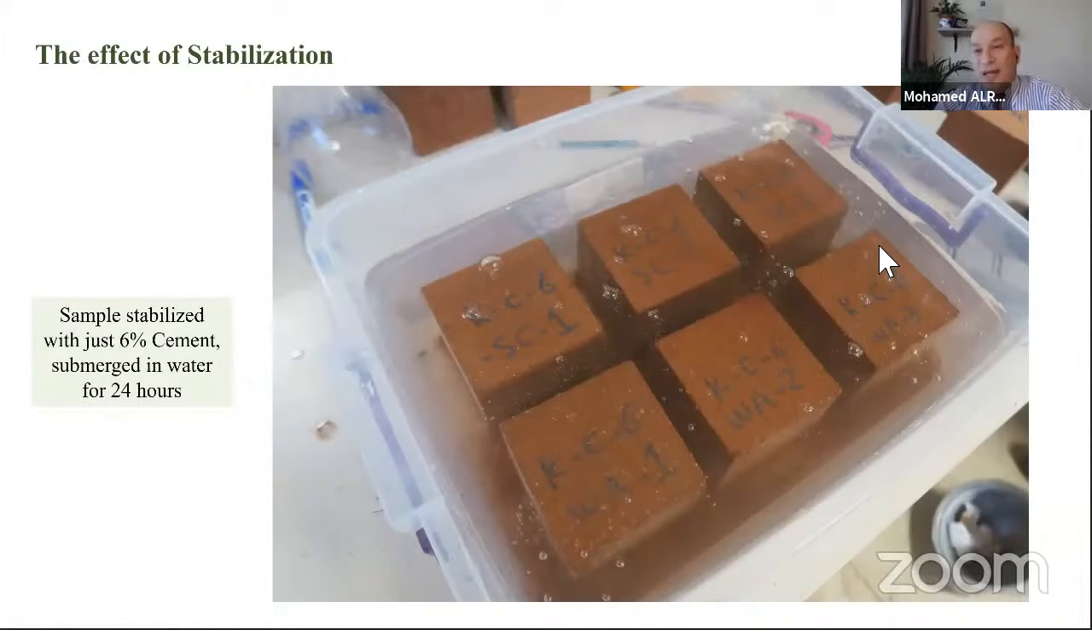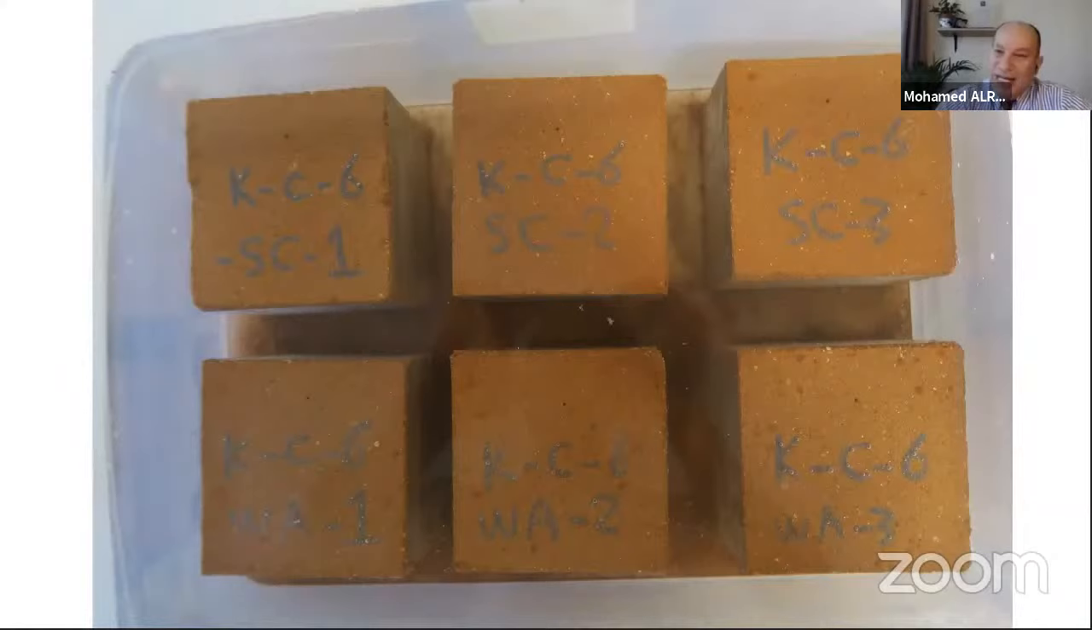To see the effect of stabilization, I'm showing you here, from our recent research, these samples. They are stabilized by just 6% of cement. We brought a local soil from the southeast part of Turkey and subjected it to stabilization with cement at just 6%. Could you imagine, we left it fully submerged in water for 24 hours. And this is after 24 hours fully submerged in water. It didn't dissolve or deteriorate, no.